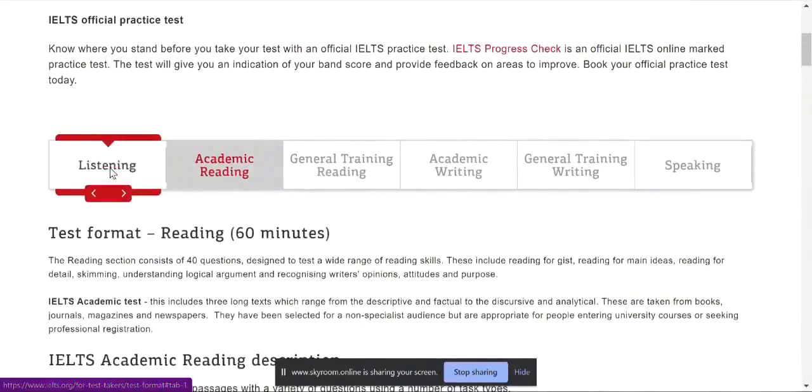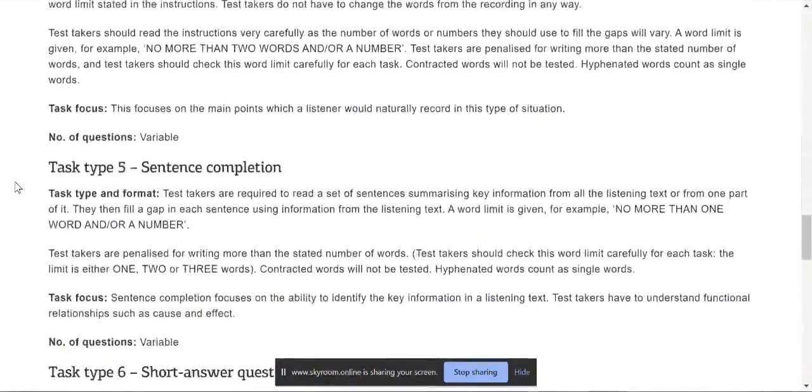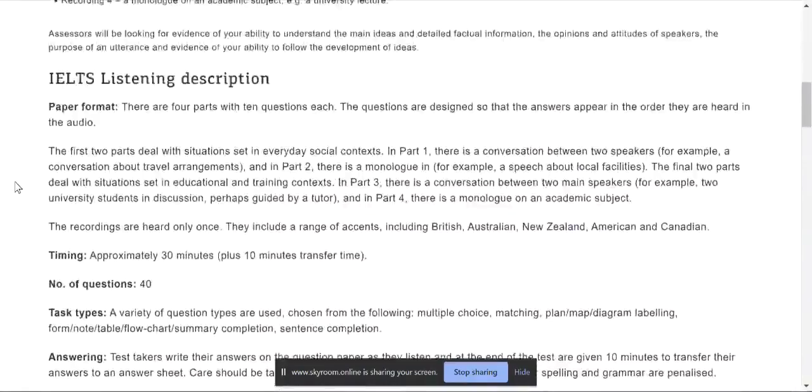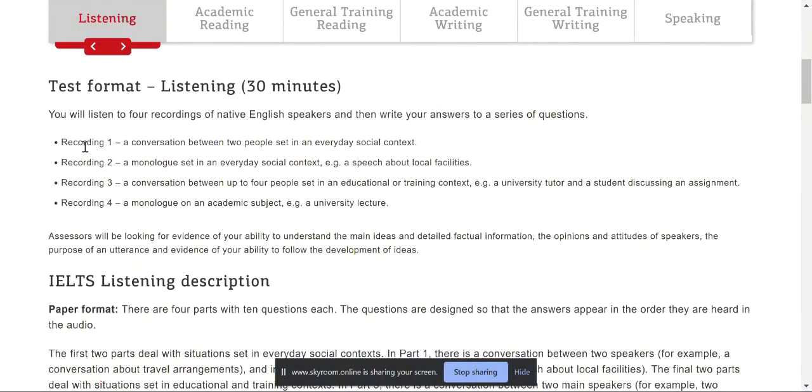Let's go back to listening. I have to mention something. Here, they said recording one is a conversation between two people set in an everyday social context. It means something for daily life. Recording two is a monologue set in an everyday social context, a speech about local facilities. Let's say about what we should have in the park, or whether we need a museum in our city.